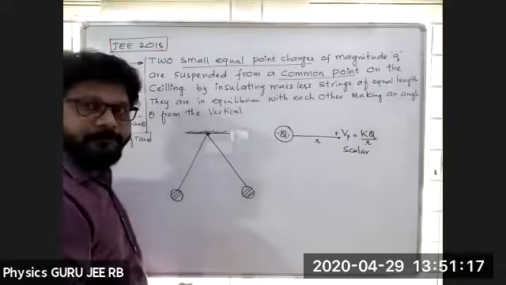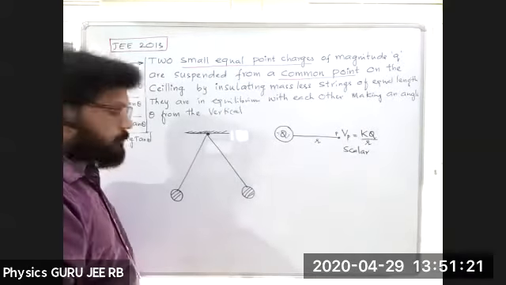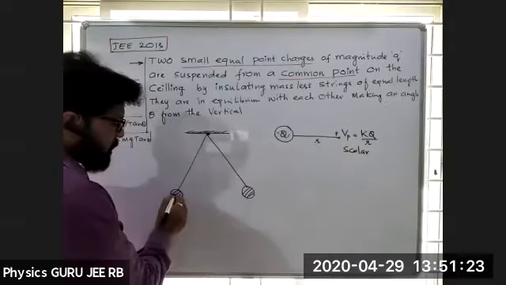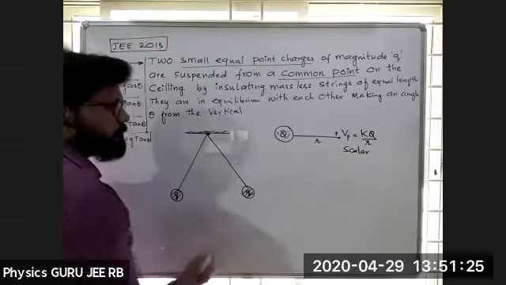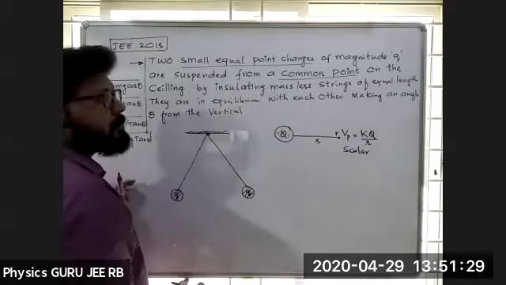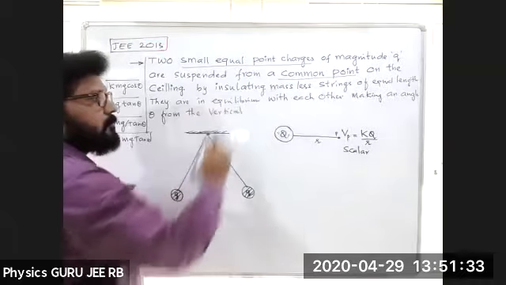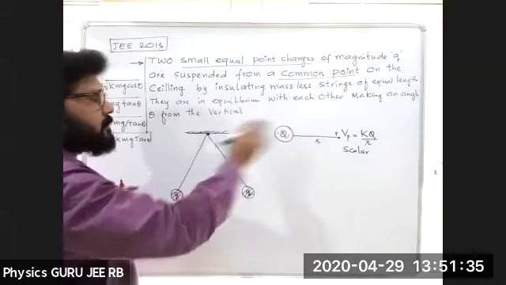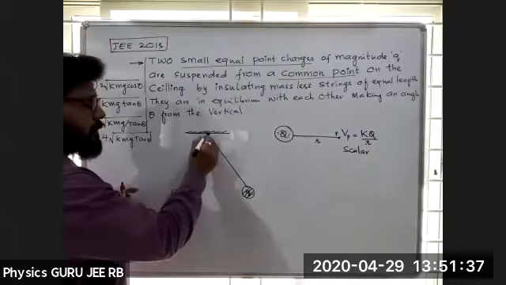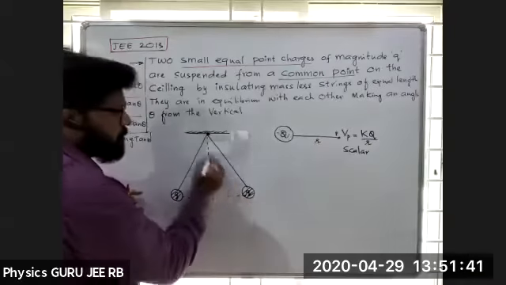Is it clear? So there will be repulsion at this particular position. Both are Q and Q, suspended from the ceiling by insulating strings of equal lengths. In equilibrium with each other, they make an angle theta with the vertical.